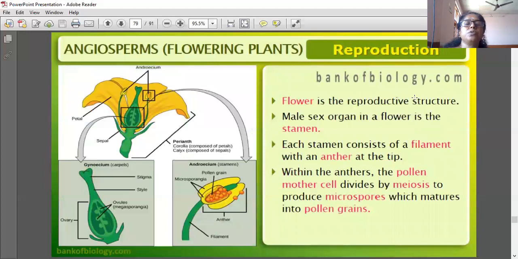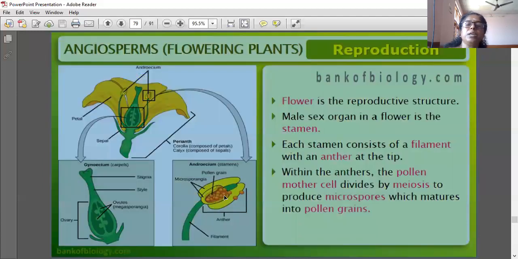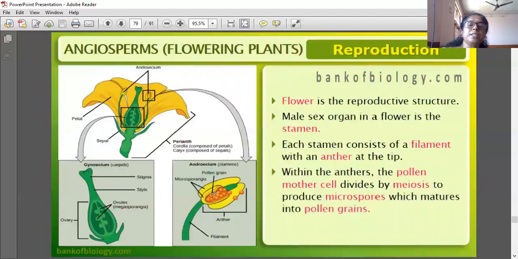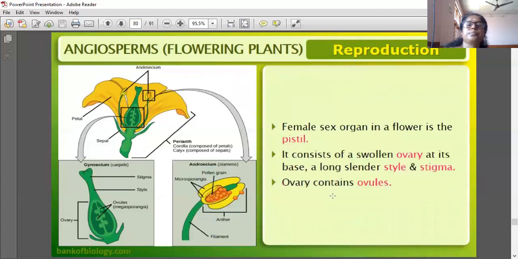Flower is the reproductive structure. The male sex organ in a flower is called the stamen. This is the diagram of the stamen. The stamen consists of a filament and the anther. Within the anthers, the pollen mother cell divides by meiosis to produce microspores, which mature into pollen grains.